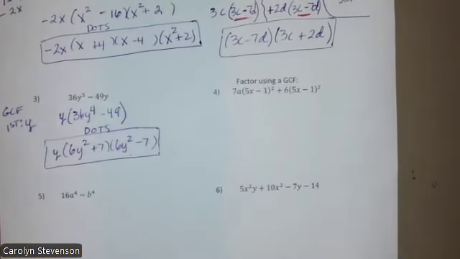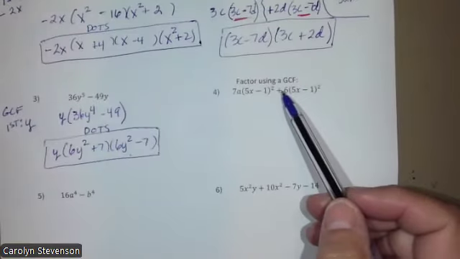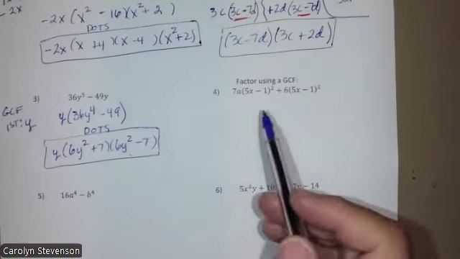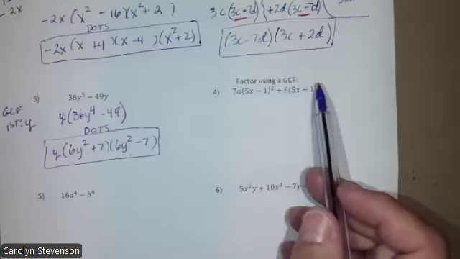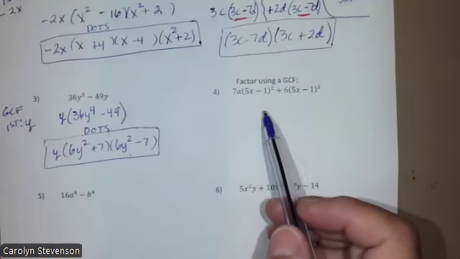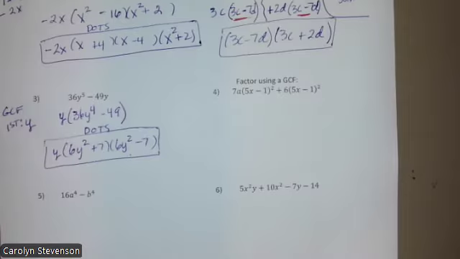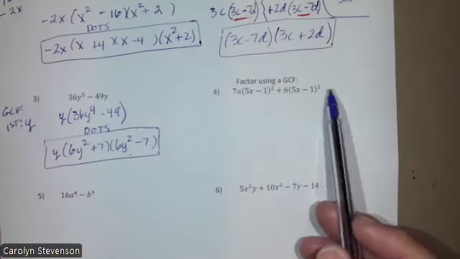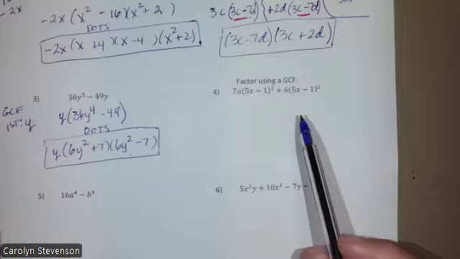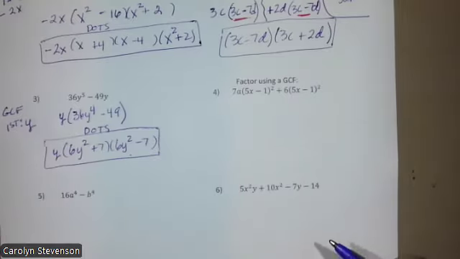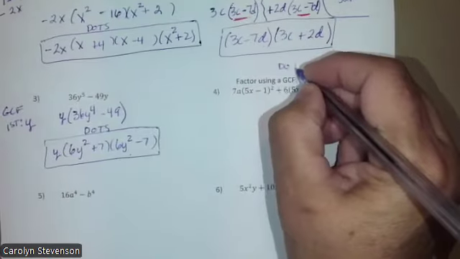Number 4, factor using a GCF. Now, this looks like something you might want to multiply out. But because we're factoring, our goal is to get things back in parenthesis form. So if we multiply this out, we're going to have no parentheses at all, and we're going to have to work even harder to factor it. So do not multiply out.